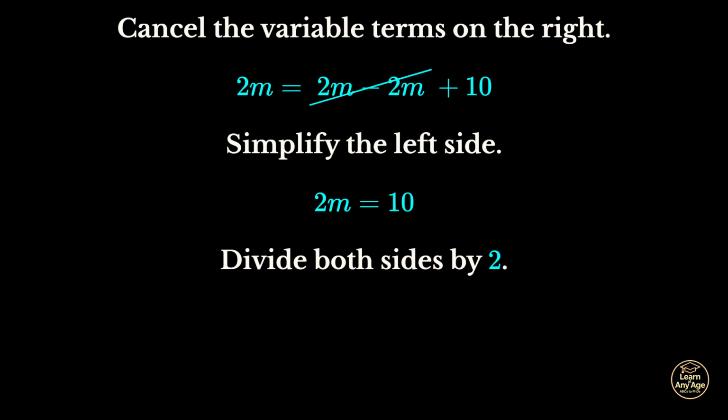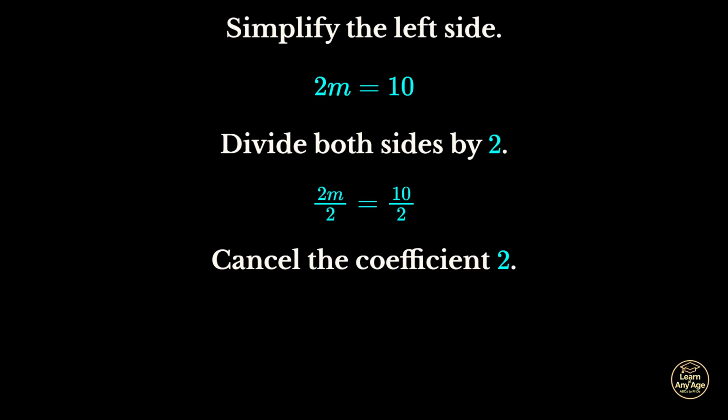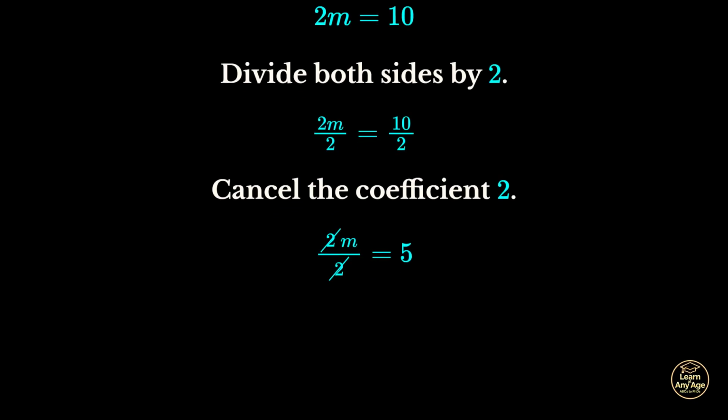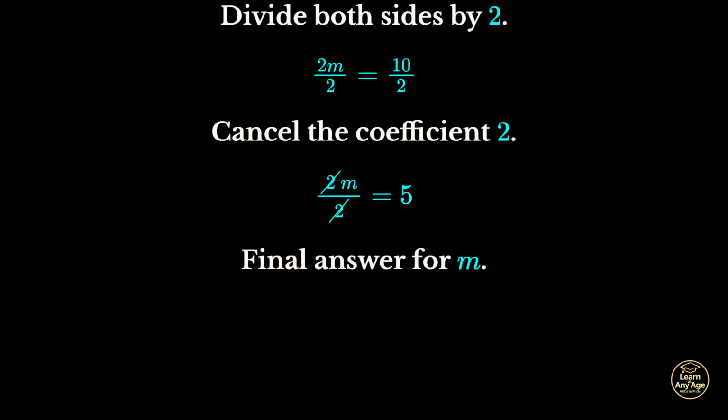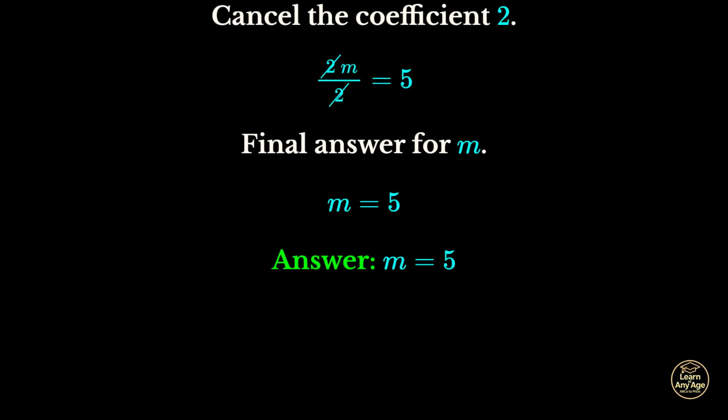Divide both sides by 2. 2m over 2 equals 10 over 2. Cancel the coefficient 2. 2 cancelled out, m over 2 cancelled out. Equals 5. Final answer for m. m equals 5. Answer, m equals 5.